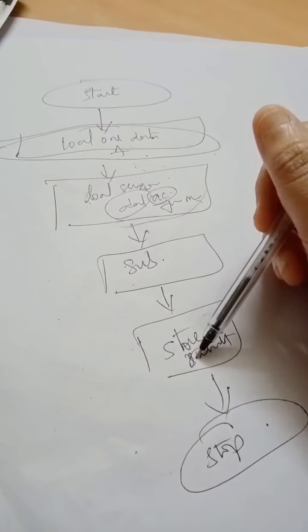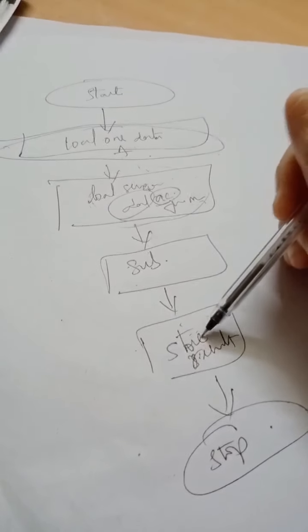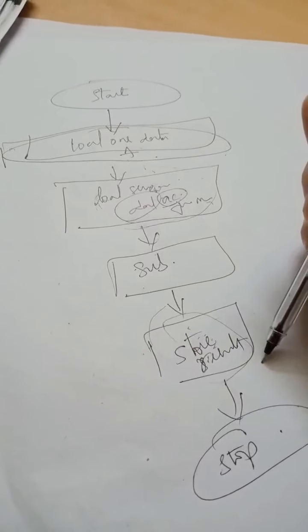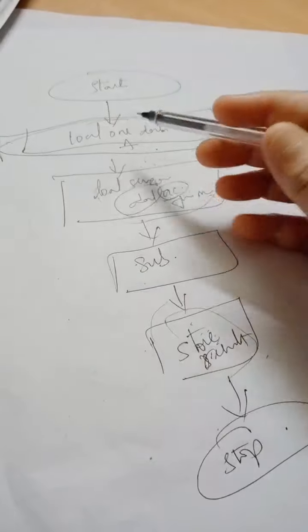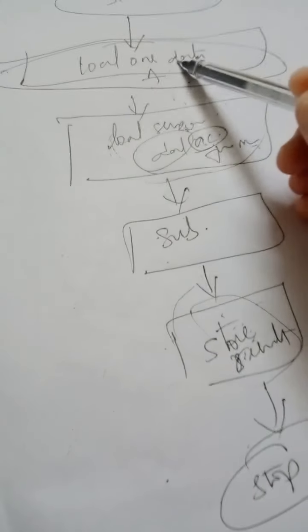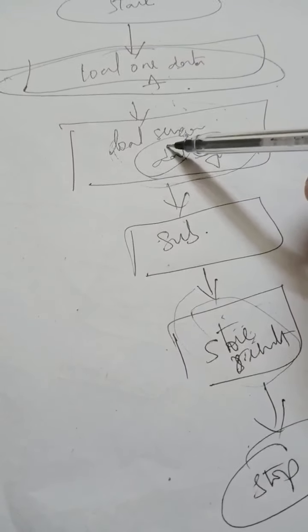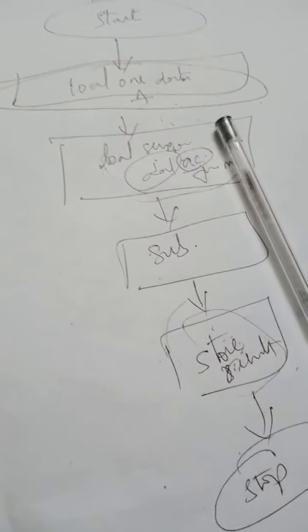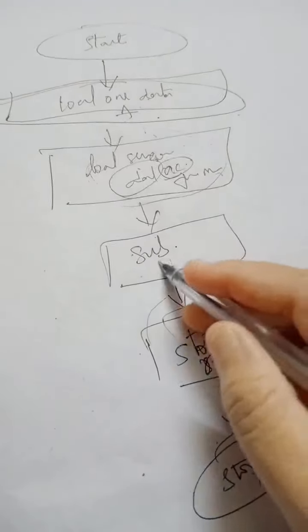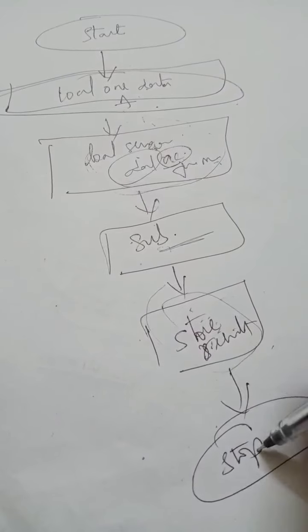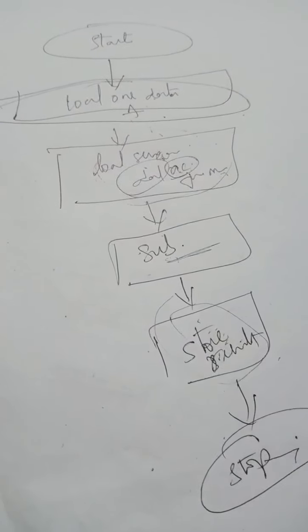Then you will store the result, and storing the result is also in a memory location. Then you will stop the program. So in your algorithm, what you have to mention: start the program, load one data in the accumulator, load the second data, then after loading, subtract the data, then store the result, then stop. Okay, this is your concept of algorithms.